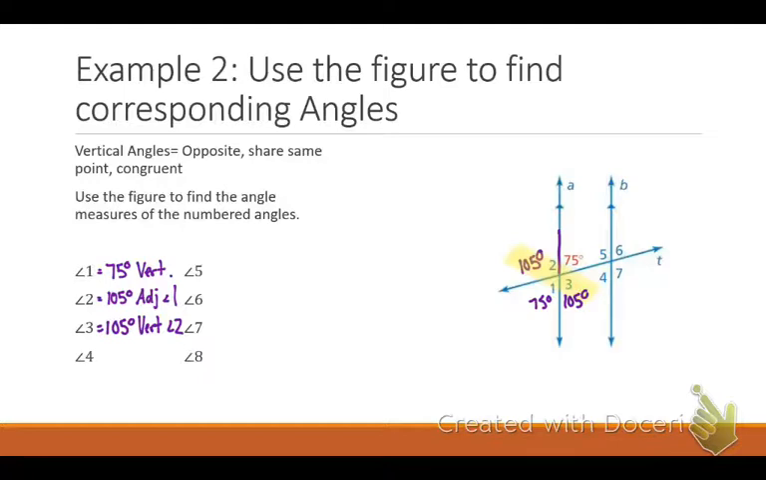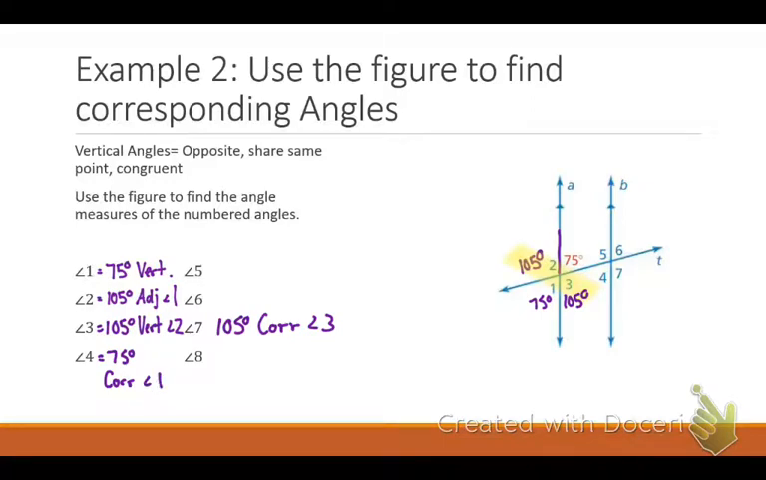What was angle 3? 105. So guess what? Angle 7 is 105, because it corresponds with angle 3. What's the corresponding angle for angle 1? 4. So what was my measurement for angle 1? 75. So guess what angle 4 is? 75, because it corresponds with angle 1. It's in the same exact location.